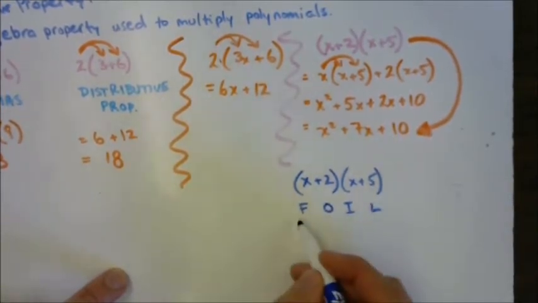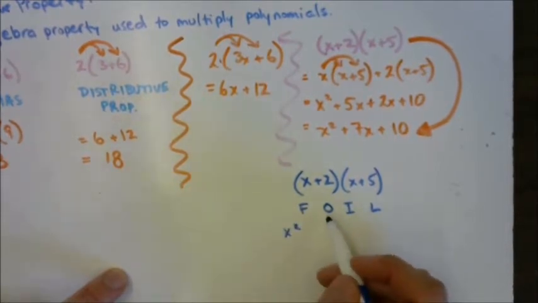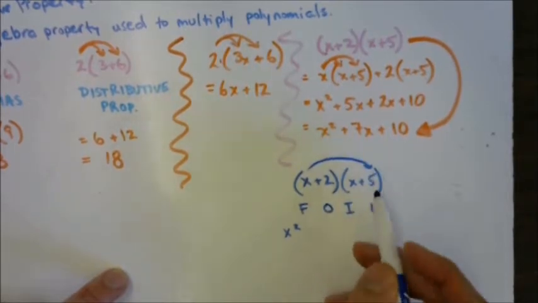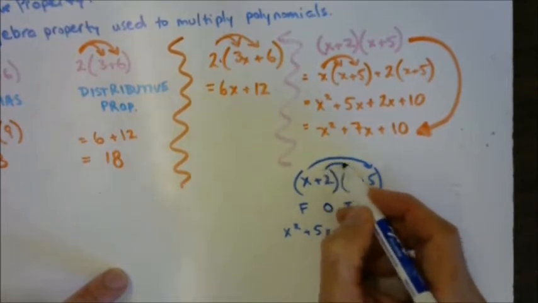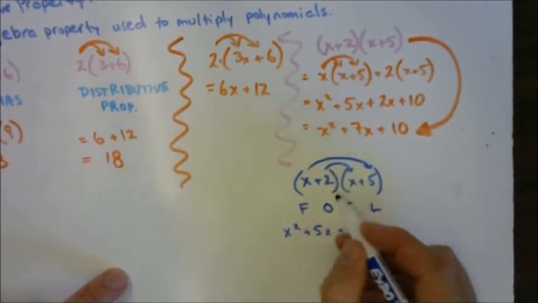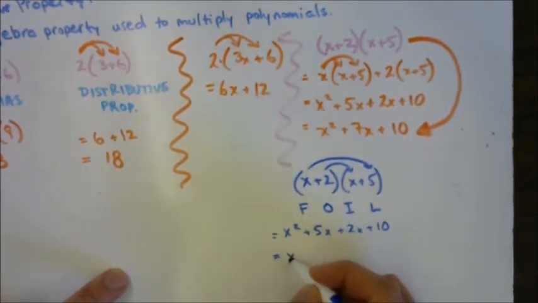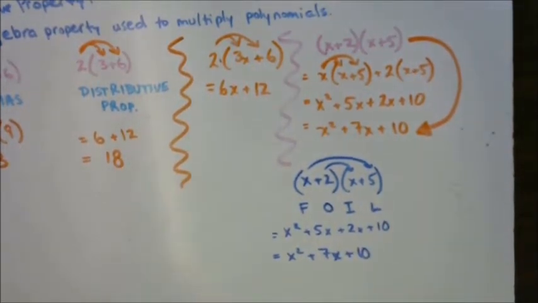So here we have first times first, that's x squared. Outside times outside, that's x times 5, which is 5x. Inside times inside, 2x. Last times last, 2 times 5 is 10. Group like terms: x squared plus 7x plus 10. So we get the same answer.